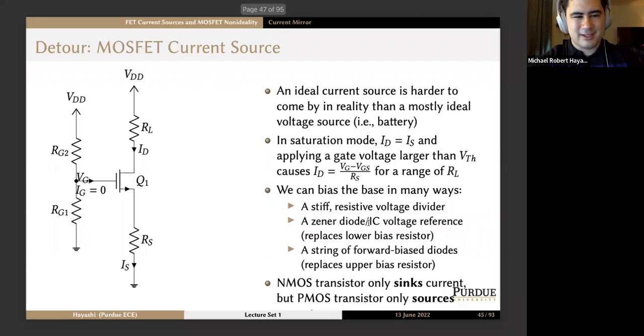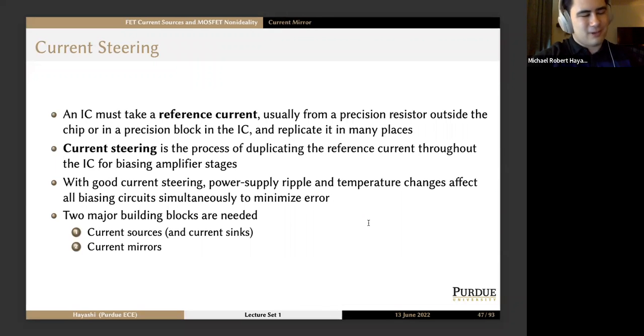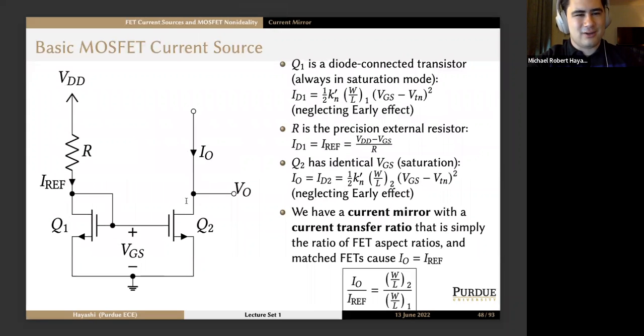We discussed a couple circuits that approximate a good current source. Then we talked about current steering, the process of replicating a desired current throughout an integrated circuit for purposes of biasing or loading. And we said that we need a current source and a current mirror, and it turns out that they basically are the same thing for us. So here's our basic MOSFET current source, also known as the current mirror. One of these transistors is diode connected, the other is regularly connected.